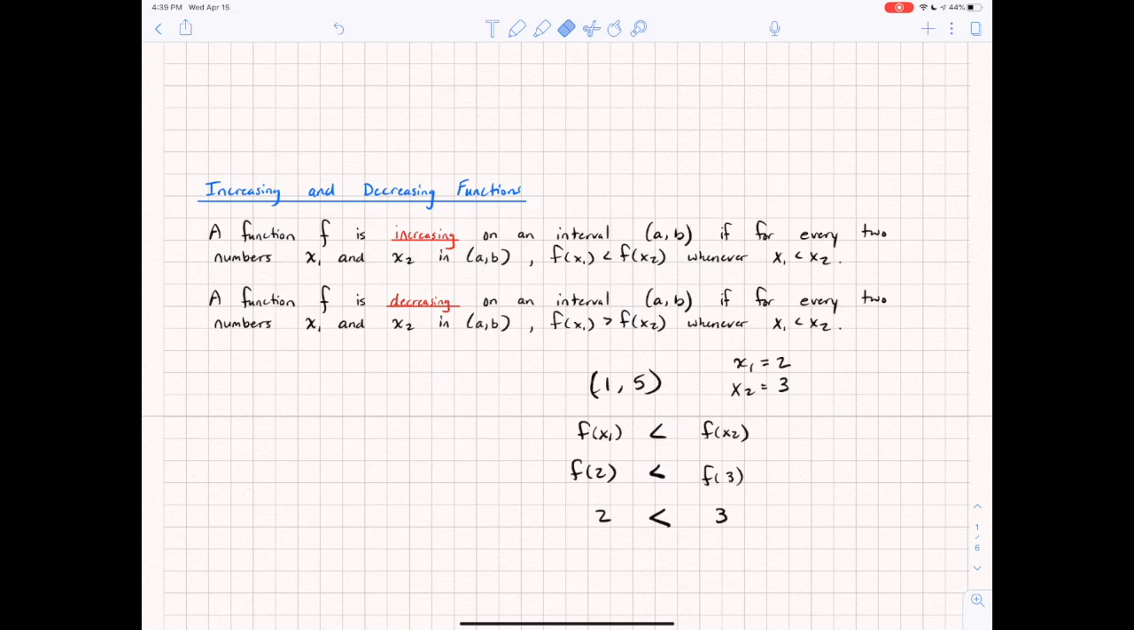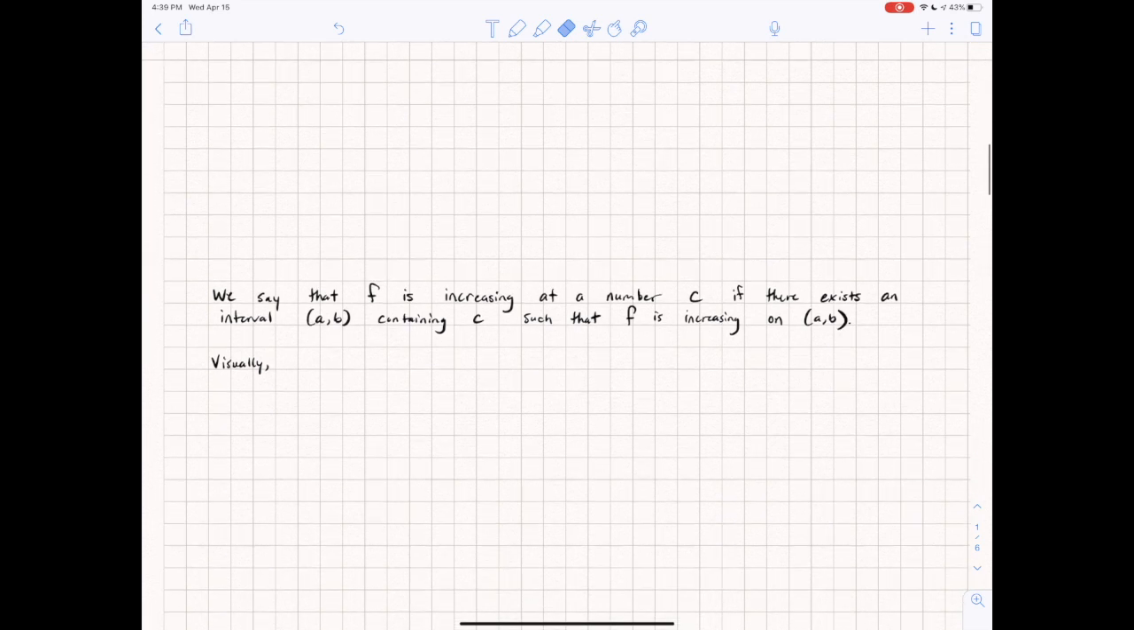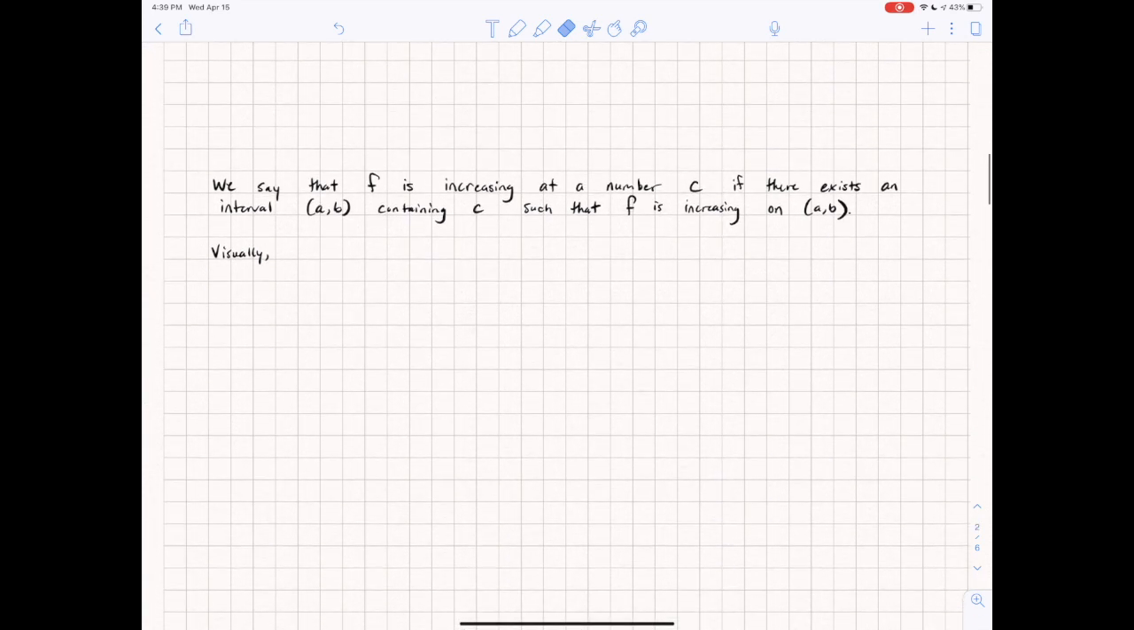All right, and so that's what this definition is referring to. We're not going to deal a ton with it, so you don't have to worry too much about doing exactly what I just did. Instead, we're going to focus on this idea, which is we say that f is increasing at a number c if there exists an interval from a to b containing that number such that f is increasing on that interval.